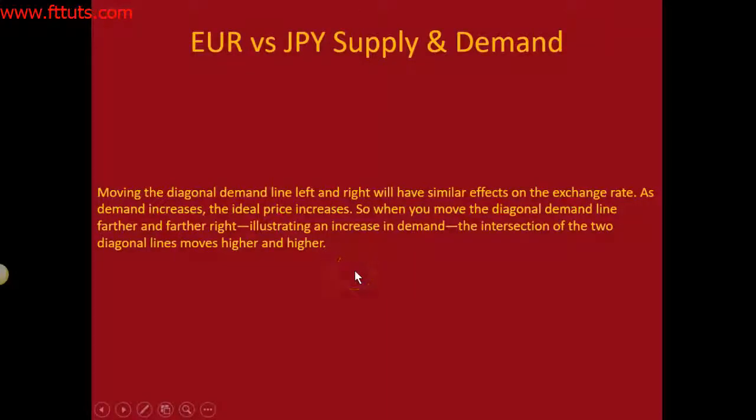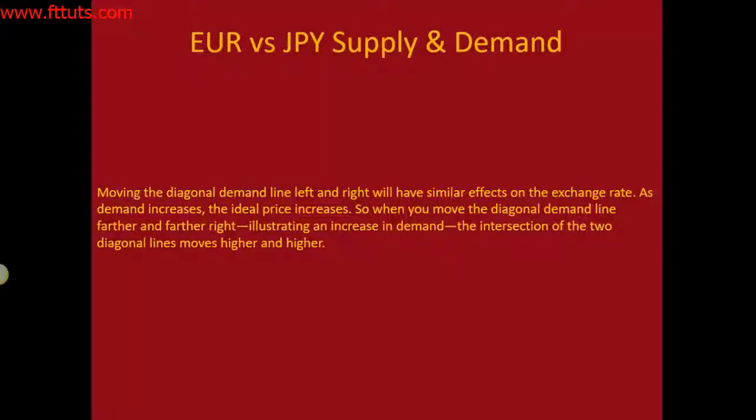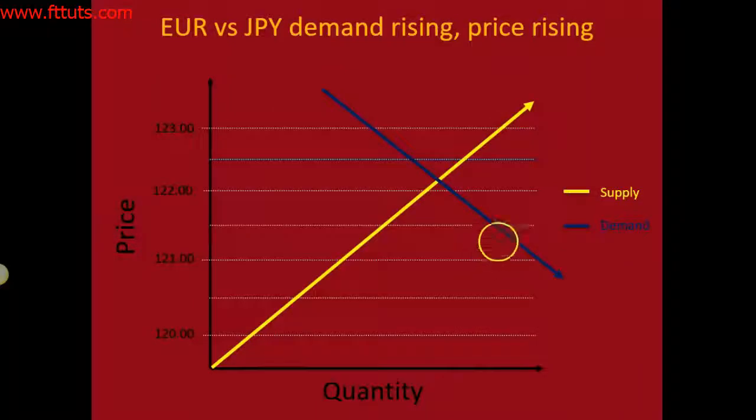Moving the diagonal demand line left and right will have similar effects on the exchange rate. As demand increases, the ideal price increases. So when you move the diagonal demand line further and further right, illustrating an increase in demand, the intersection of the two diagonal lines moves higher and higher. So you can see as I move this further to the right, the demand increases, and you can see the ideal exchange rate is now above 122.